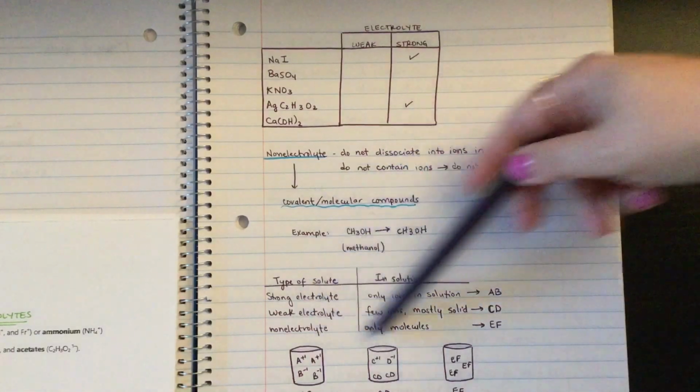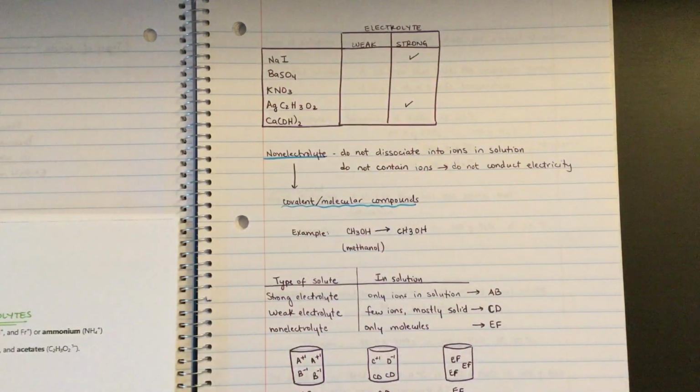Now I have here a summary about your types of solute and what you're going to have in solution for each one. If you have a strong electrolyte, you have only ions in solution. If you have a weak electrolyte, you have a mixture: just a few ions and the majority of your electrolyte without dissociation in solution, mostly the solid, a few ions. And for your non-electrolyte, you don't have ions because they are not ionic compounds, they are covalent compounds. Therefore, you have no ions in solution, only molecules.